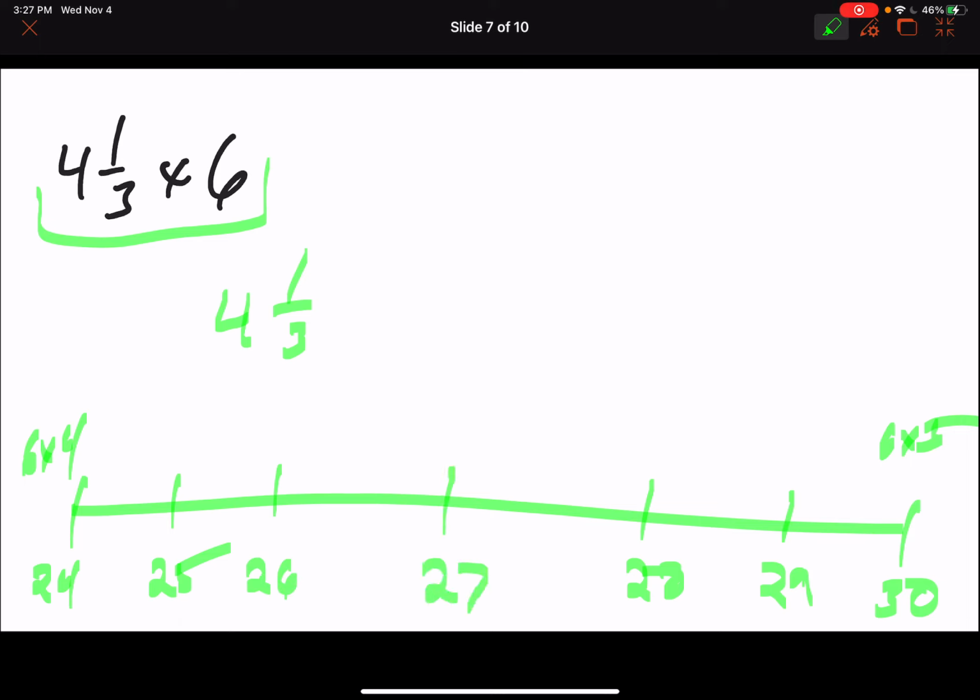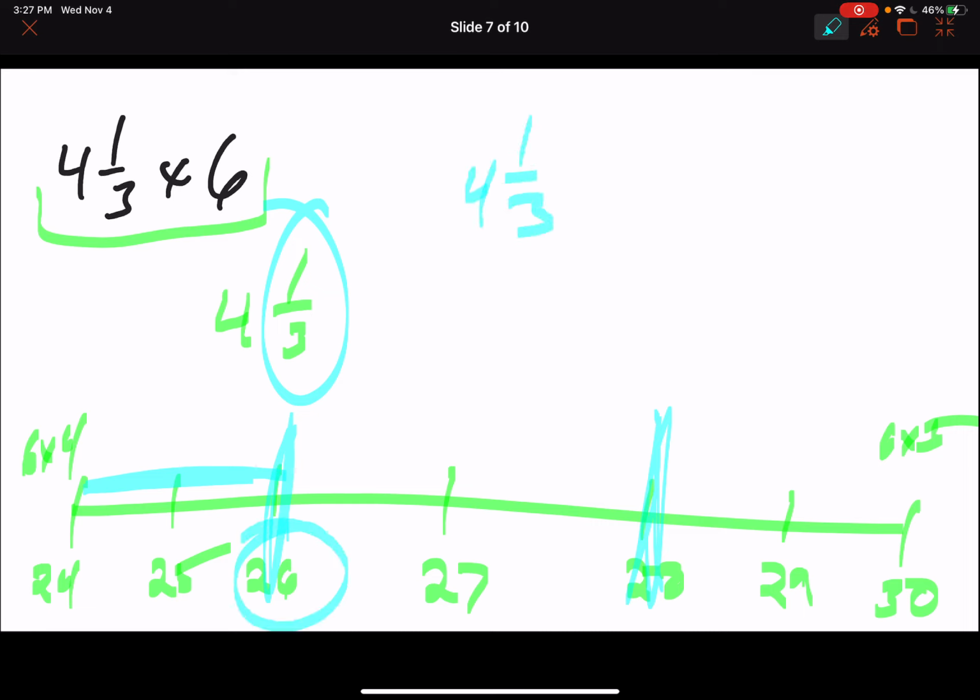It's not perfectly spaced. Okay, so now looking at this, if I was going to divide this up into thirds, it would be these two numbers here. And then this is 1/3, so my answer would be 26. I can double check this. So 4 1/3, that's going to be 13 over 3 times 6. So that is going to be 13 times 6 is 78 divided by 3, and that is 26.